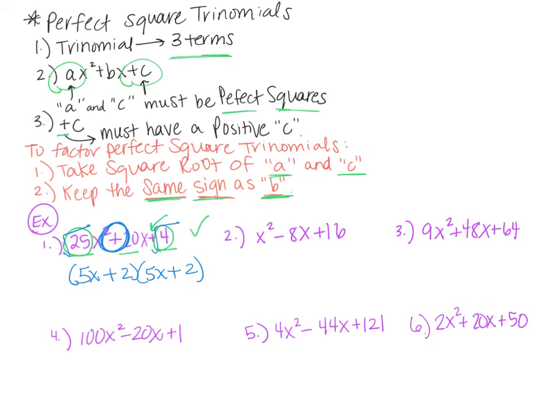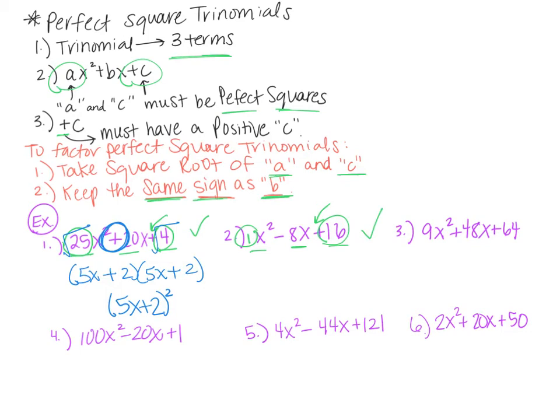Now, because it's a perfect square trinomial, I could have also written it as 5x plus 2 squared. So either of those ways will work. Okay? Let's look at our next one. I'm going to make sure that it works first. I've got 3 terms. My A, which is a 1, remember if there's nothing there, and my C are perfect squares. And then I am adding, so this one is perfect square trinomials.